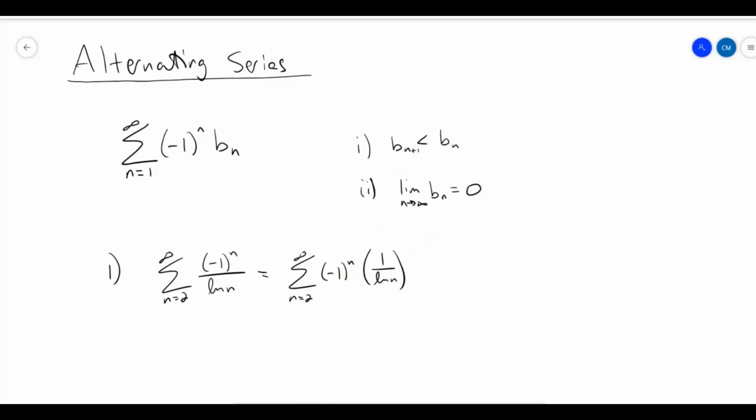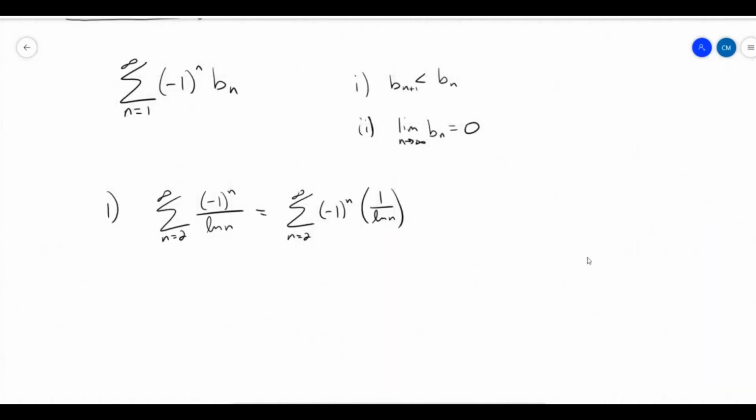So what does the alternating series test tell us to do? It says we have to check two things. What's the first thing? One, check that b_(n+1) is less than b_n. And again, this only compares just that. The (-1) doesn't do anything. This has nothing to do with either part of this test.